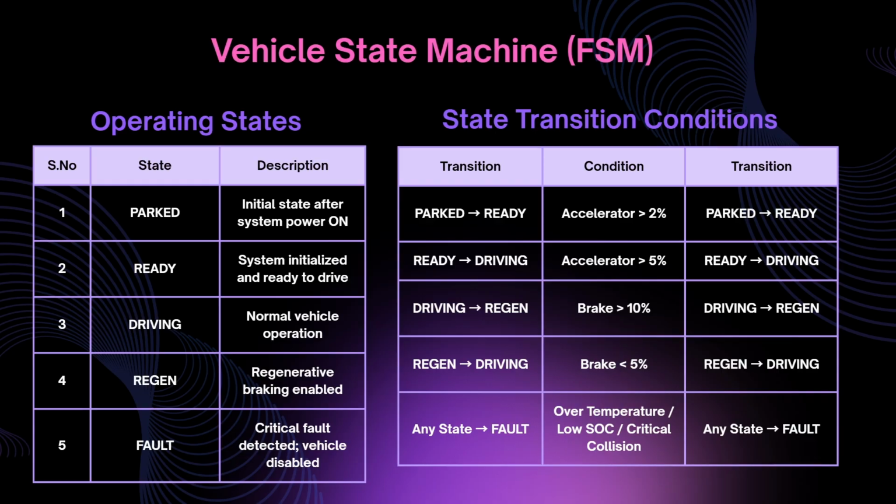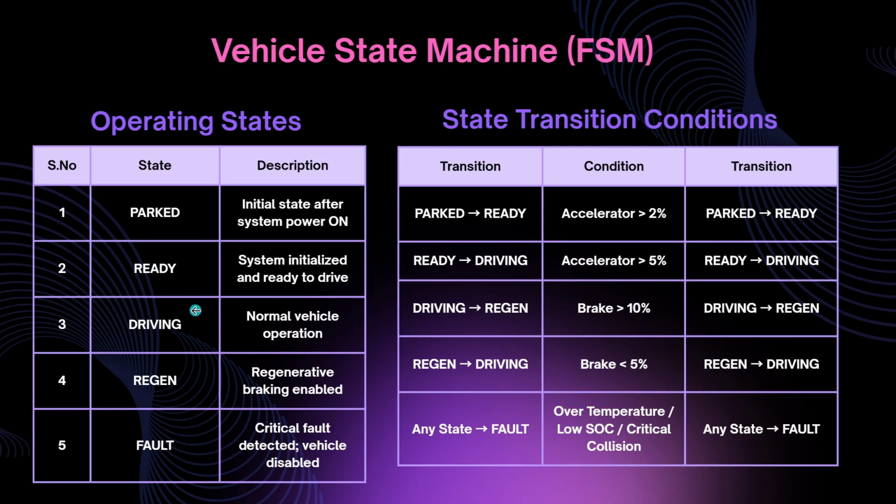To make the software more organized and reliable, this project uses a finite state machine, commonly known as FSM. Instead of executing every function continuously, the controller operates through predefined states. So looking at the table, we can see that the system starts in park mode when the power is turned on initially. Once the accelerator is pressed, the controller moves to ready state. This indicates that the system is initialized and ready for operation.